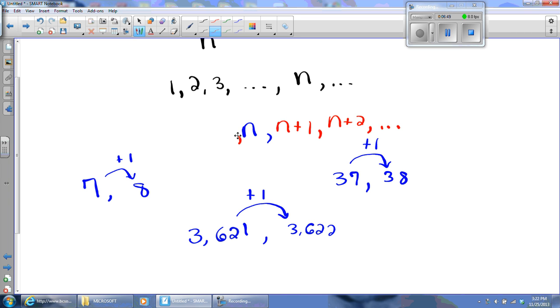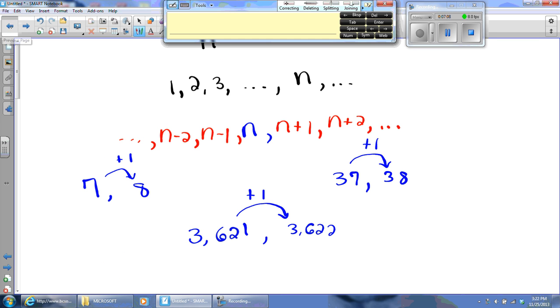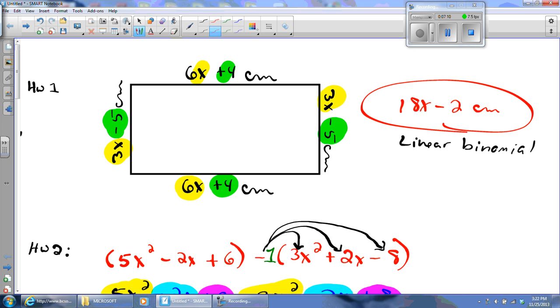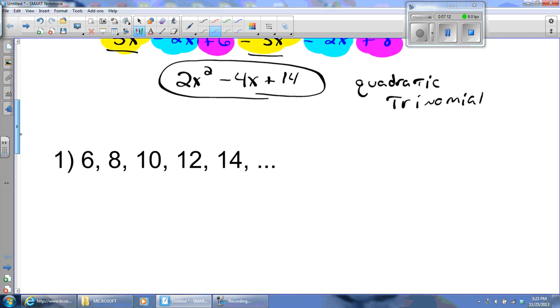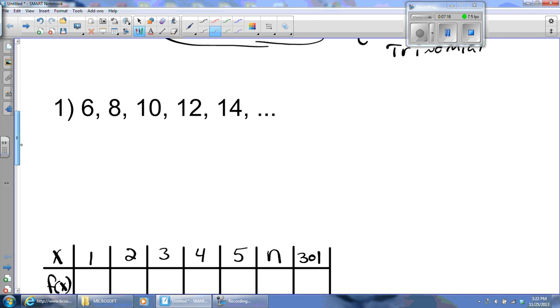Now, what number would come before n? Let me think here. Who's going to know this? I'll bet Sam knows this. It'll be n take away 1, or n minus 1. And the number before that, I'll bet you Sarah can tell me. N minus 2. Good. So we're looking for the nth term. If we can find a formula for the nth term, we'll be able to figure out any number term we want without listing them all out.